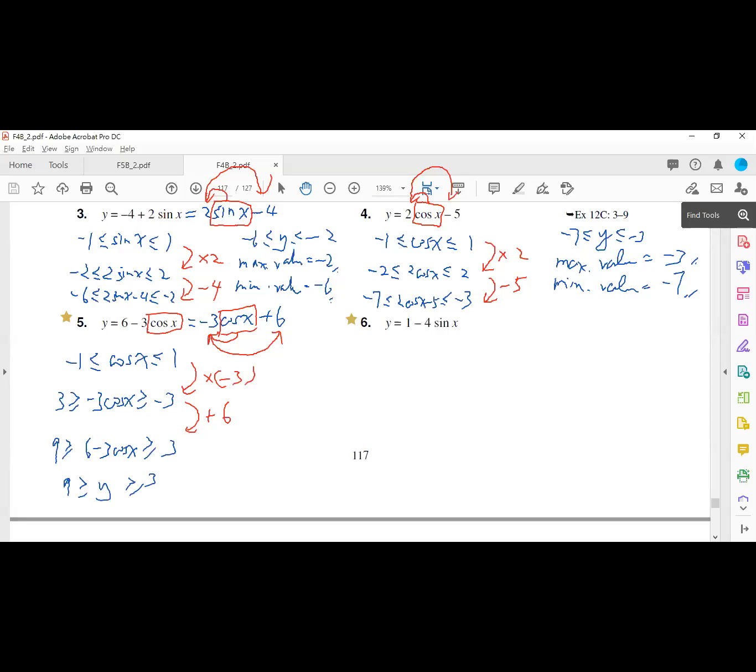This time, the maximum value is equal to 9, and the minimum value is equal to 3. So that is the answer. Is that all right?